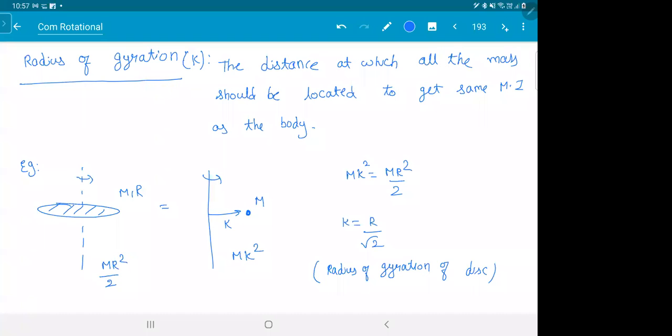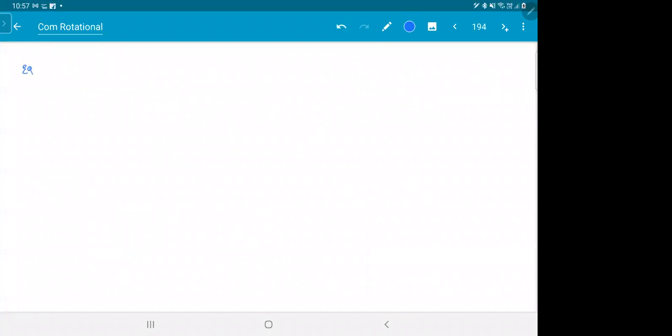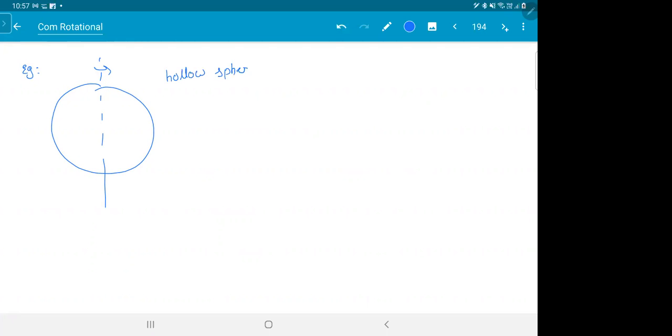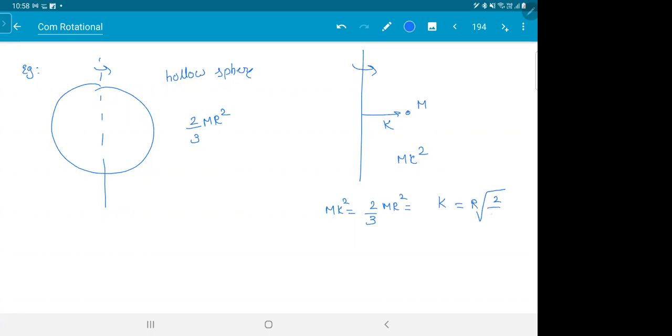Next thing. I will take one more example. If you take a hollow sphere, what is the hollow spherical result? 2 by 3 mr square. So what we are doing, we are keeping all this mass at one point m at a distance k. So what is this moment of inertia? Mk square for a particle. So mk square is 2 by 3 mr square. So radius of gyration is r into root over 2 by 3. This is for a hollow sphere.